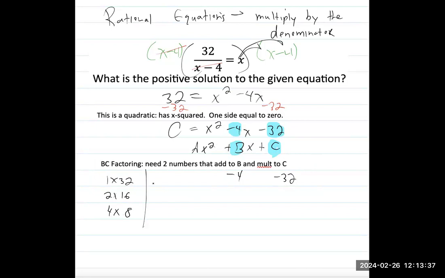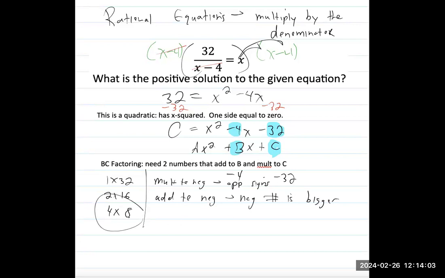And now let's look at the signs. The two numbers multiply to a negative. That could only happen if they have opposite signs from one another. But of those two numbers that are the opposite signs, they actually add up to a negative. And that means that the negative number is the bigger looking number.